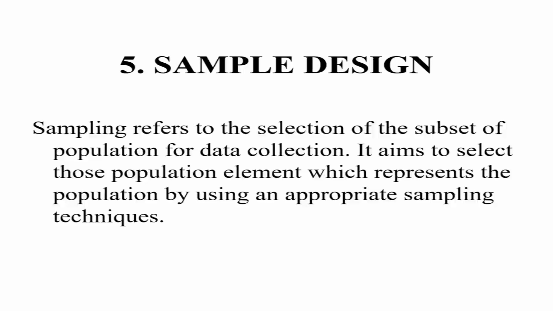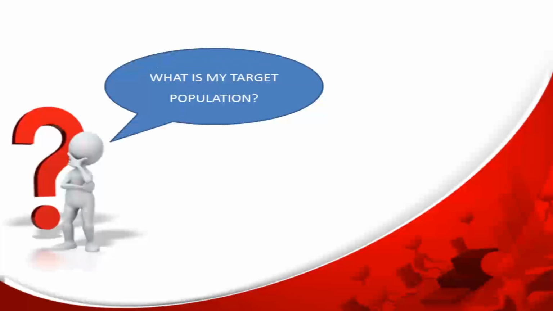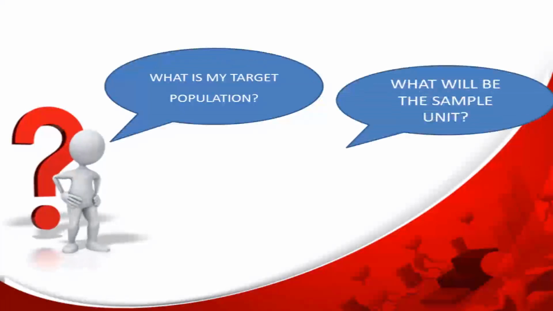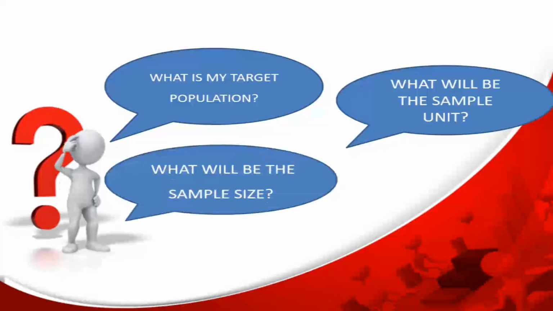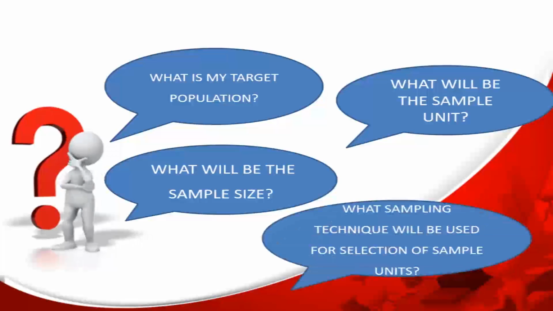The fifth step in the research process is the sample design. Sampling refers to the selection of subset of population for data collection. A researcher often aims to select those population elements which represent the population by using an appropriate sampling technique. In the sampling design process, following issues are addressed. What is the target population? What will be the sample unit? What will be the sample size? And what sampling technique will be used for selection of sample units?